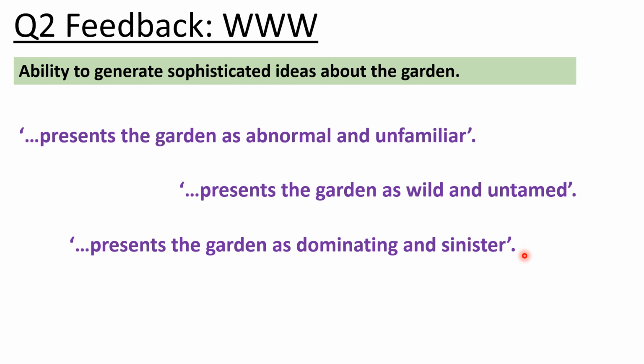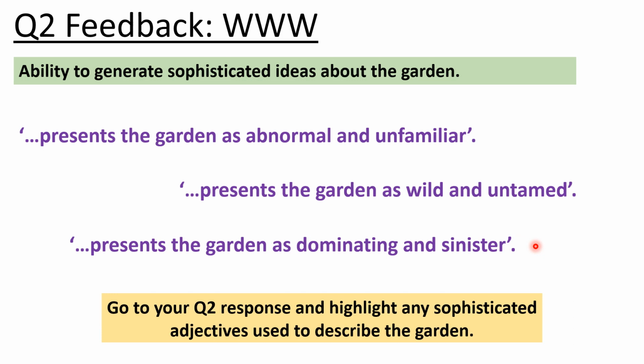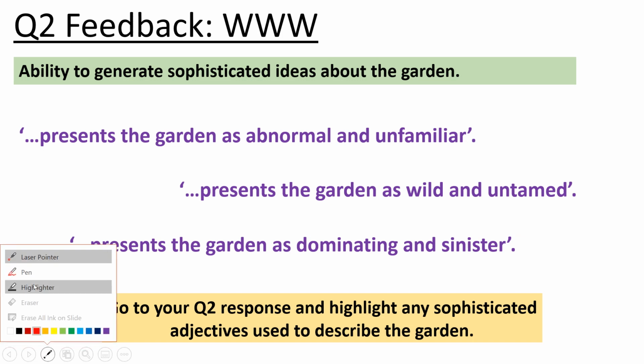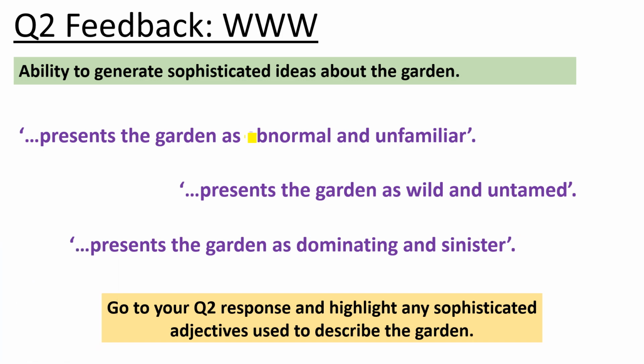A lot of you had one paragraph saying it was abnormal, and then another paragraph saying it's unfamiliar, and they are quite similar ideas. But on the screen here, we technically have the three focuses of our paragraph with those different and sophisticated adjectives to describe the garden. So what I'd like you to do is go to your question 2 response and highlight any sophisticated adjectives used to describe the garden. So for example, if I'm one of the students on the screen, I would grab my highlighter and highlight abnormal, unfamiliar, wild, untamed, dominating, and sinister.